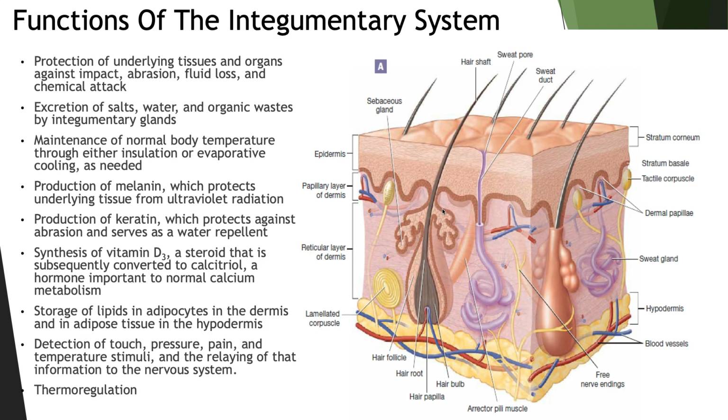Here you can see the functions of the integument system. So we'll highlight these as we go through everything. But essentially what you need to remember from this is protection, excretion, maintenance of body temperature or thermoregulation. You can see that listed in two places, at the top and at the bottom there. You have the production of melanin, which helps with pigmentation, production of keratin, which protects against some abrasions. You have synthesis of some of the vitamins that we have, like vitamin D, storage of lipids, and then a sensory component in the detection of touch, pain, pressure, and temperature.